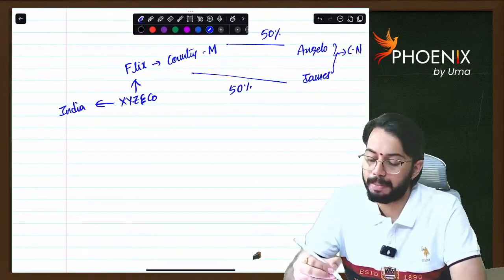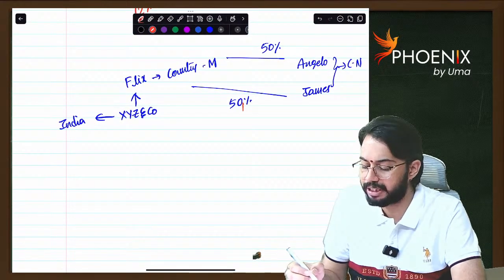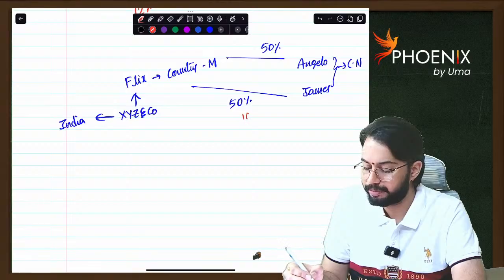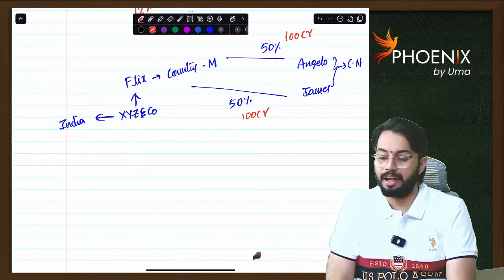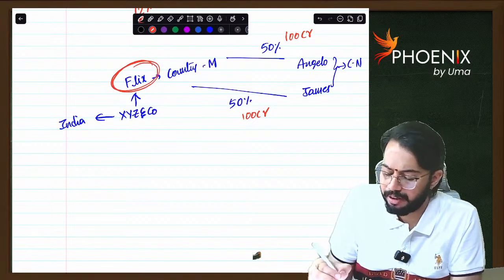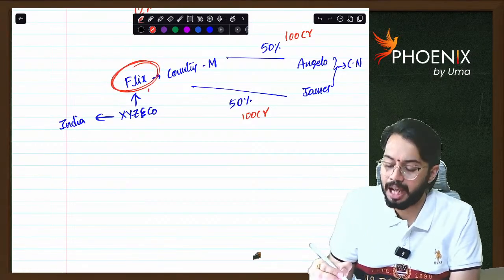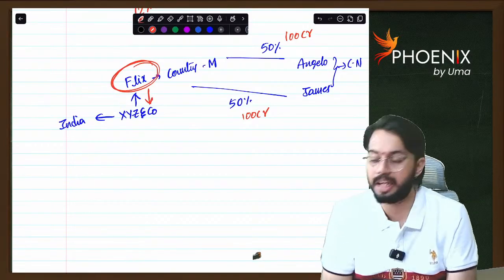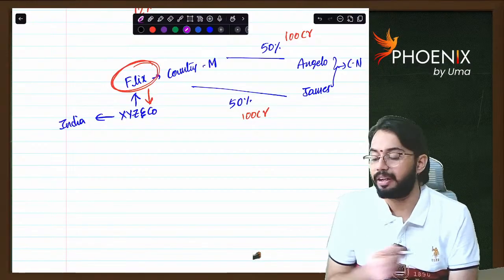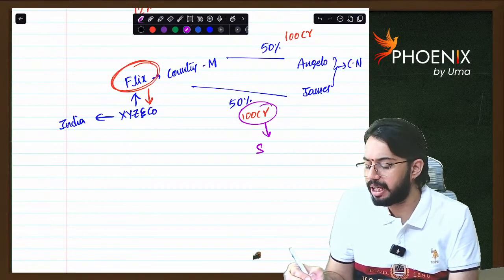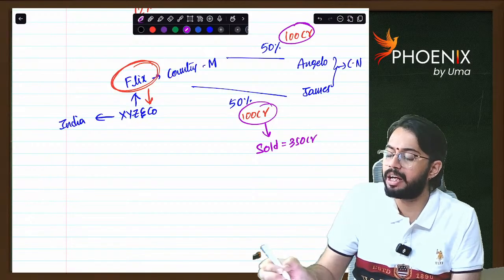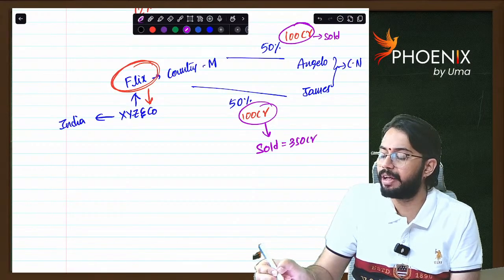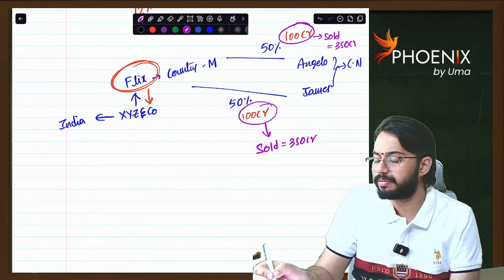See, normally how much did they invest? Each invested 100 crores. James invested 100 crores, Angelo invested 100 crores. They invested in Flix Inc. Flix Inc. has its shares in XYZ and Co. Now they received an offer. Whatever their shareholding is, they sold their shareholding for 350 crores. This 100 crore shareholding was sold for 350 crores.